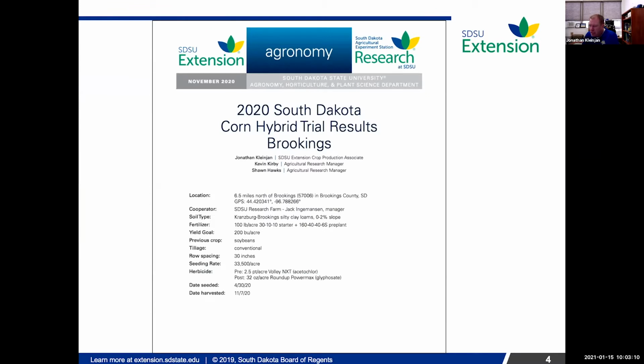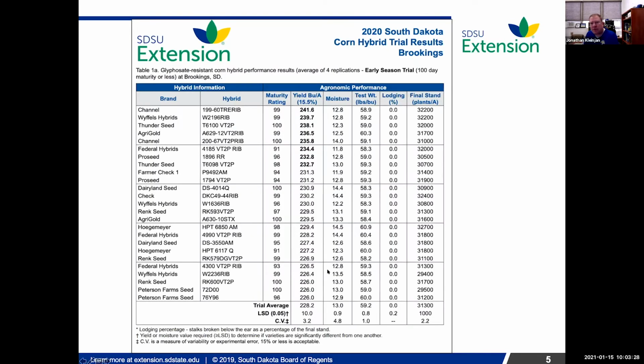So here's just an example of the 2020 South Dakota corn hybrid trial results in Brookings. Here's the cover page. So you can see I just put some cultural practices on the front page, you know, the soil type, the location, fertilizer, herbicide used, planting date, harvest date, things like that. And here's what we get for results. Here's how those are published.